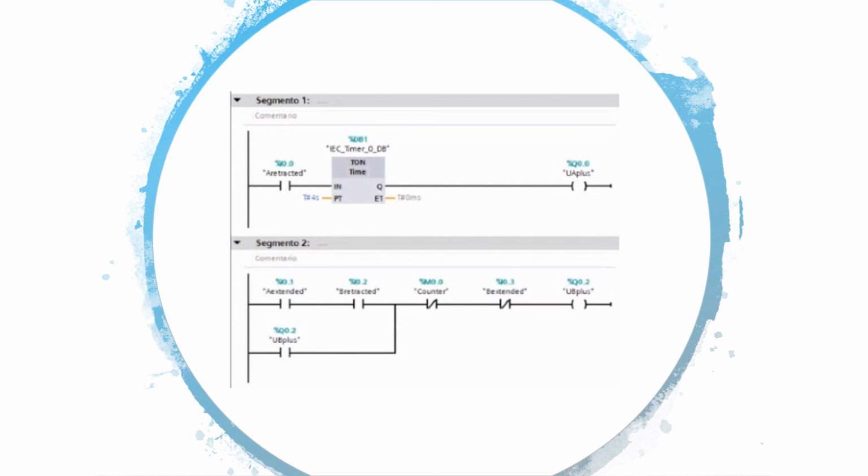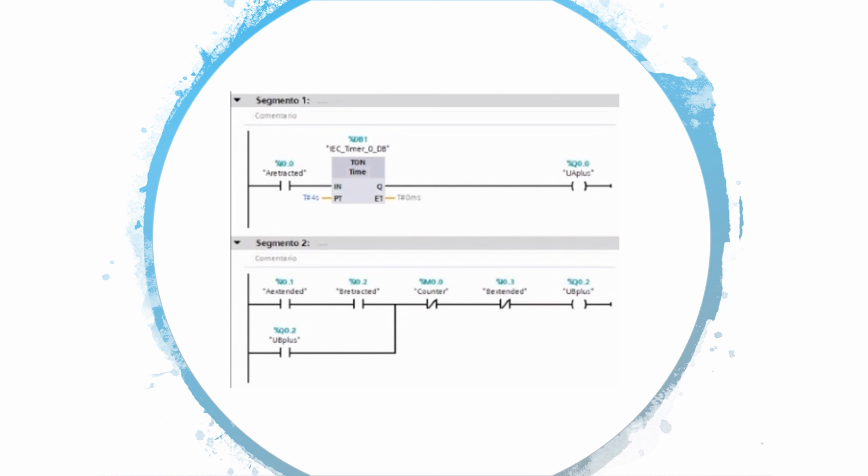In order to determine the correct system behavior, the process was divided into 5 segments represented in the following ladder diagram. Both pistons start retracted. In segment 1, the state of the cylinder is sensed. When retracted, the normally open contact closes, energizing a 4-second timer that leads to the actuation of a solenoid which extends the cylinder A.